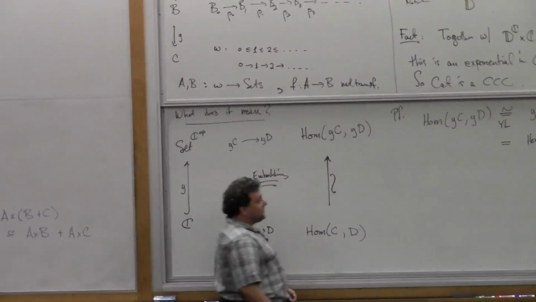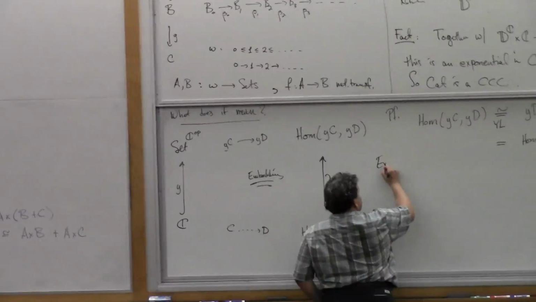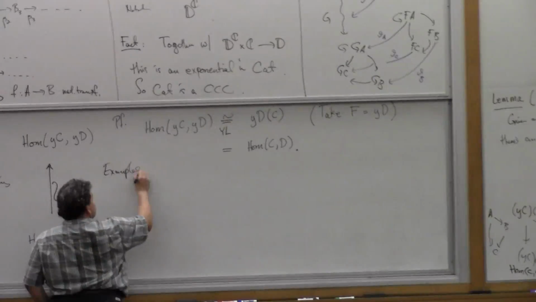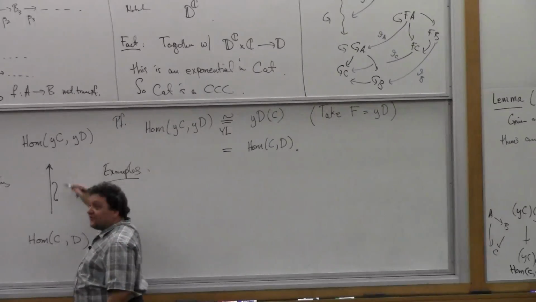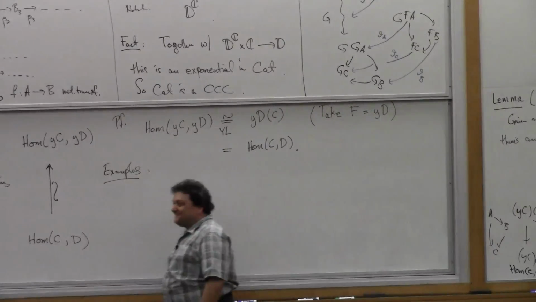So let me give you some examples now. Yeah. What is the reverse integral symbol? That's an isomorphism sign. It's just vertical instead of sideways. Okay.